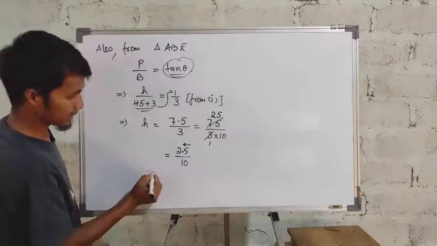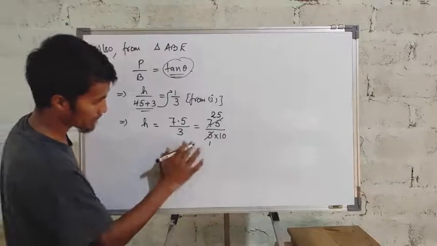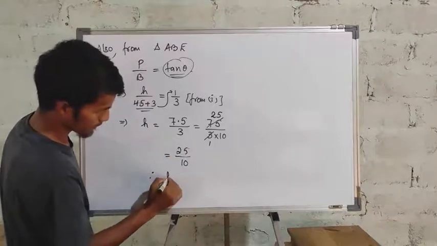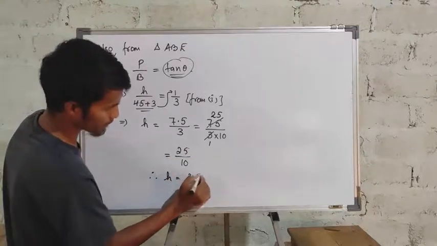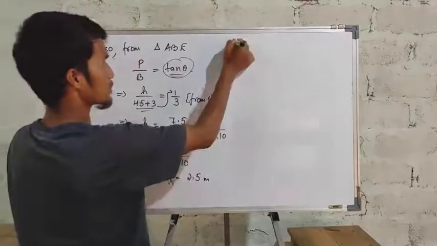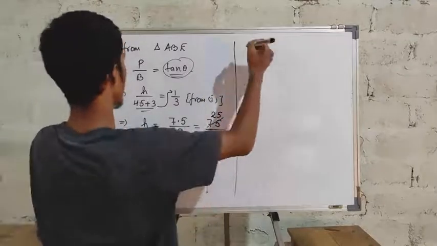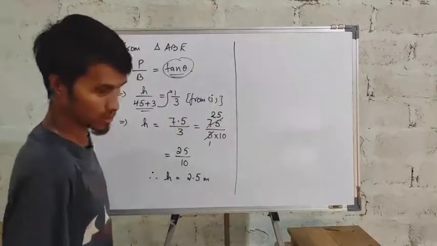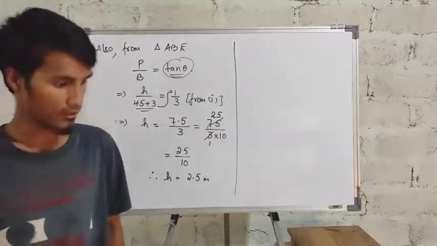Okay. And therefore h is equal to 2.5 meters. This is the height of the lamppost. And again, don't forget to give the conclusion. Okay, I want you to write the conclusion. I won't write it anymore for this question.